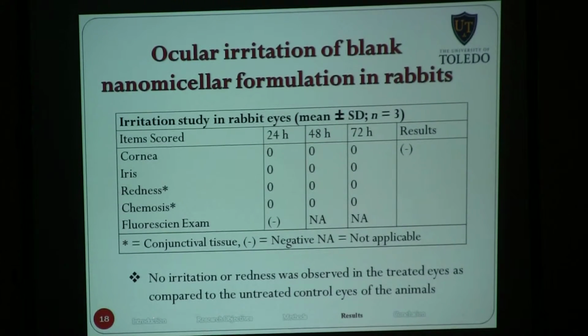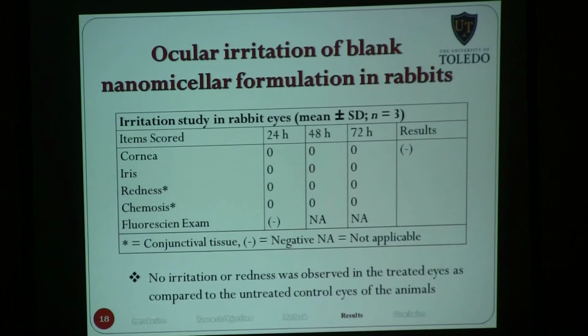And if you look here, the scores are close to 0. That means after 24, 48, and after 72 hours, we did not see any irritation in cornea, iris, or the conjunctiva. Basically, the conjunctiva was studied for redness as well as chemosis, that means swelling of conjunctival vessels.